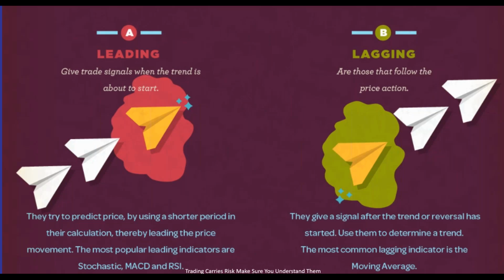So remember, leading indicators give signals when the trend is about to start. They try to predict price by using a shorter period in their calculations, thereby leading the price movement. The most popular leading indicators can be stochastics, MACD, and RSI. Now, even though we said that MACD is a lagging indicator when we just look at it in trends, MACD also shows overbought and oversold conditions as well as divergence. Those would be leading indicators because that indicator gives us three different pieces of information.